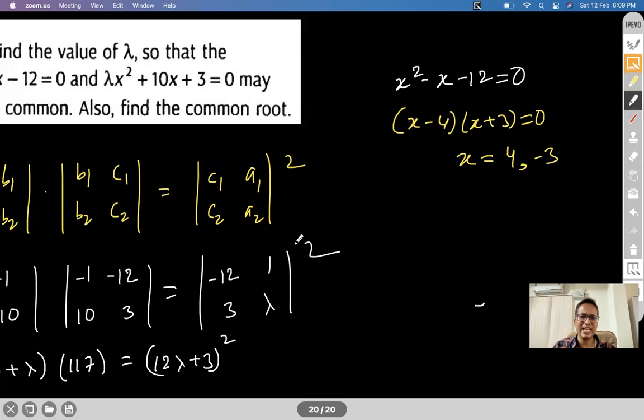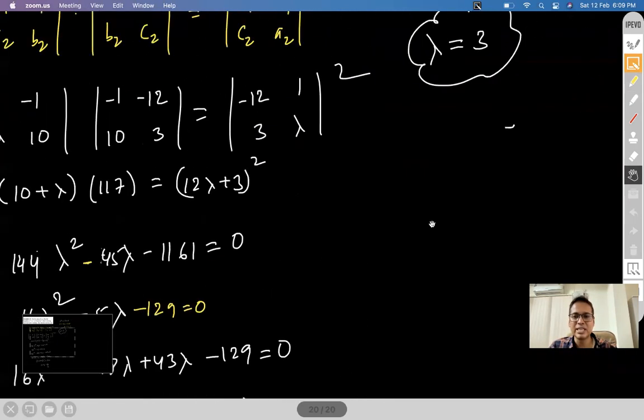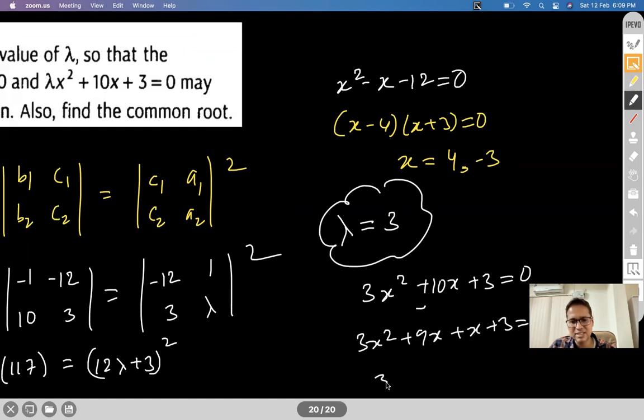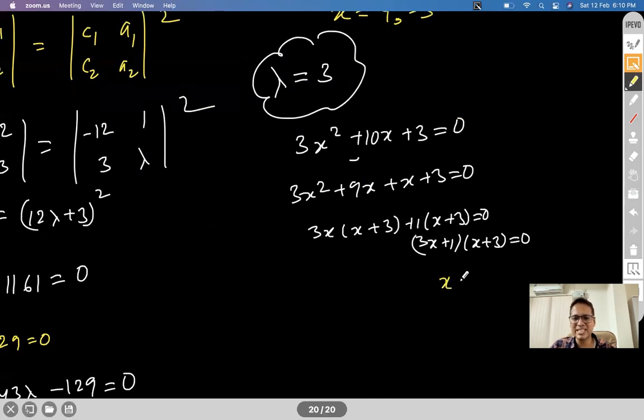So if you take lambda value as 3, then what will happen? Then the other equation will become 3x square plus 10x plus 3 equal to 0. And this is easily factorizable like this. That means the common root will be -3. So the common root will be -3 in this case.